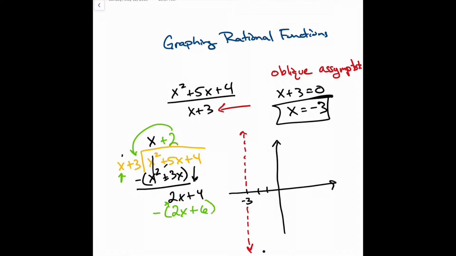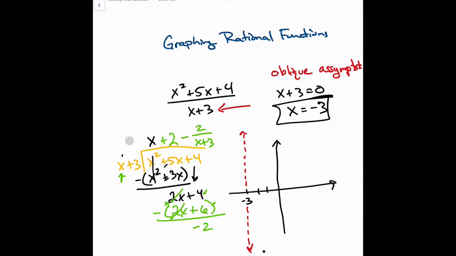And again, I want to subtract this whole thing. So that cancels out, and then 4 minus 6 is minus 2. That means my remainder is minus 2 over x plus 3.